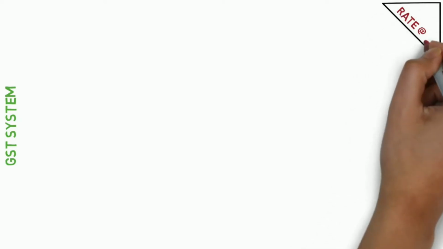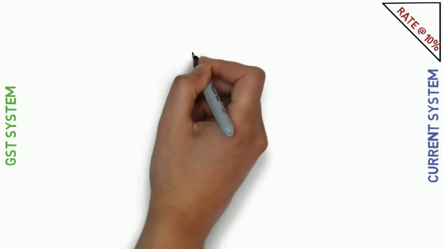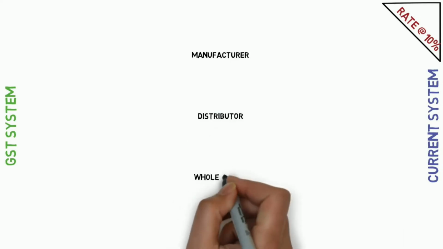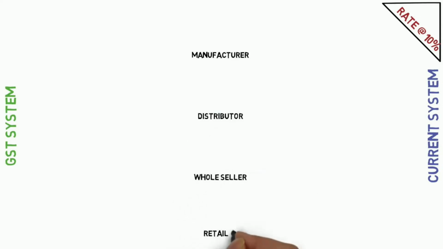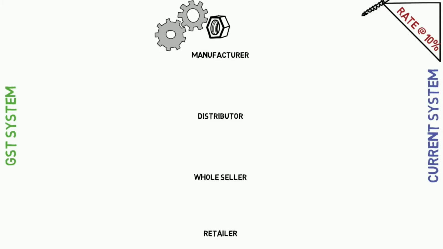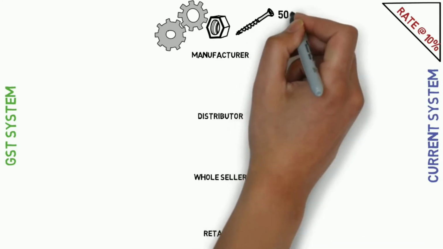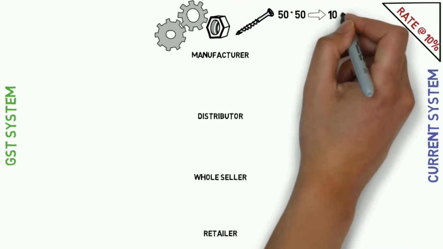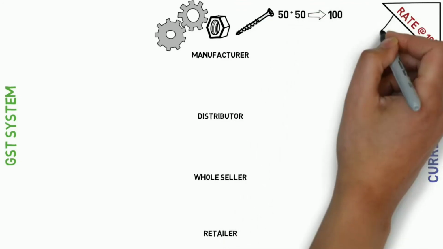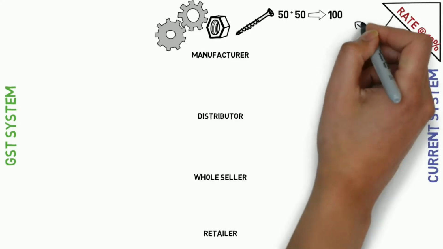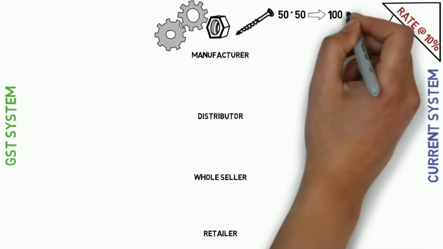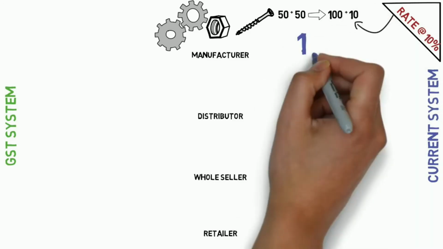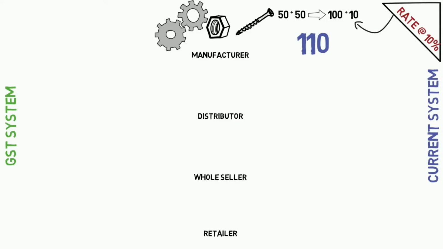Consider a simplified tax rate of 10% at each level. There are generally 4 levels: manufacturer, distributor, wholesaler, and retailer. The manufacturer buys raw material, let's say of rupees 50, and manufactures the product, which adds 50 rupees value to it. So the product becomes 100 rupees. And for selling this product, he needs to pay 10% tax, which is 10 rupees. So the cost of the product for the distributor is 110 rupees.